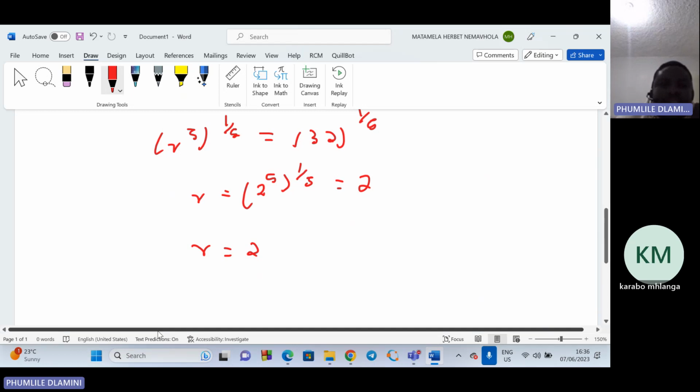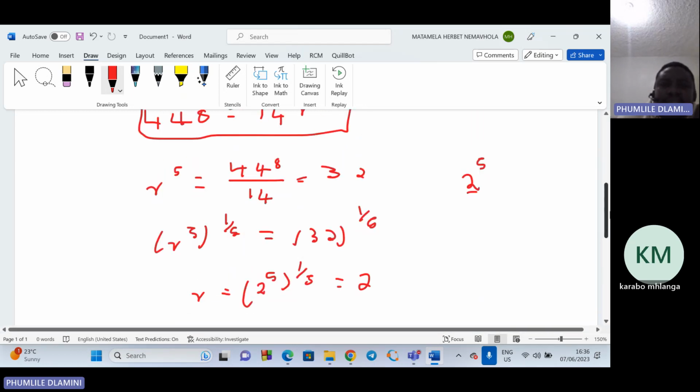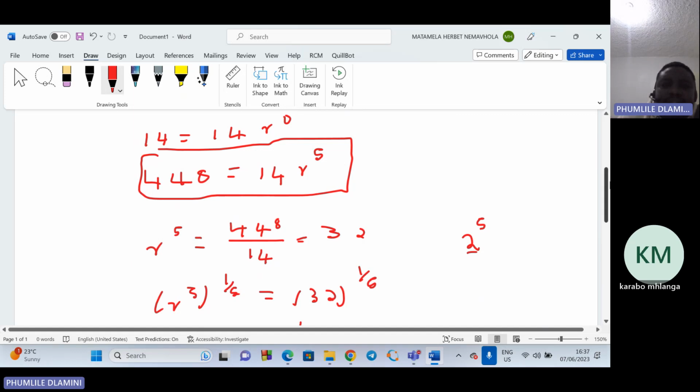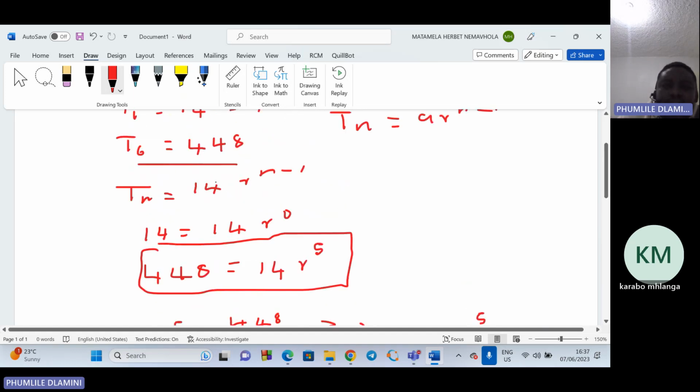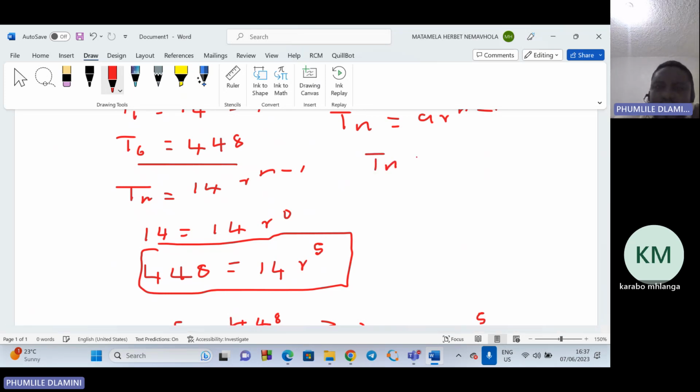Did you see how I got r? To get r, I started first by substituting the value of t1, which was 14. I put a, I got a. The first thing that I did, I said tn equals a, the first term, times r to the power n minus 1. Then after that, I used t6. Then t6 equals 14 r to the power 6 minus 1, which is 5.